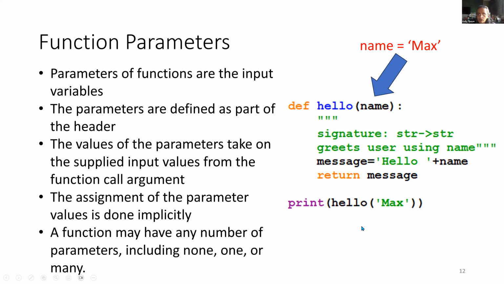Notice that there is an implicit variable assignment here when you execute your function call, and that is that name gets the value of max right here. Notice that there's no line that says like name equals max, right? There's no such variable assignment. Variable assignment happens as part of your function call.